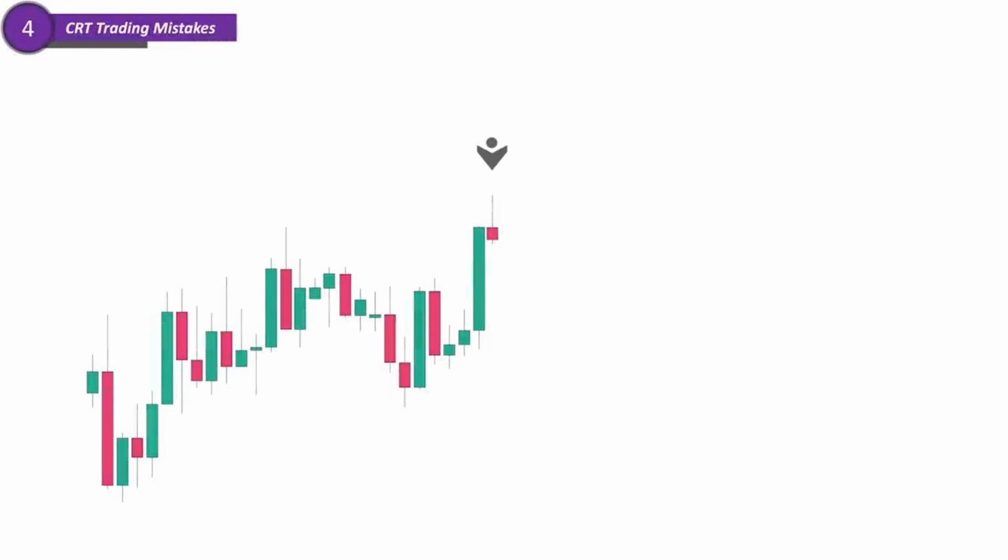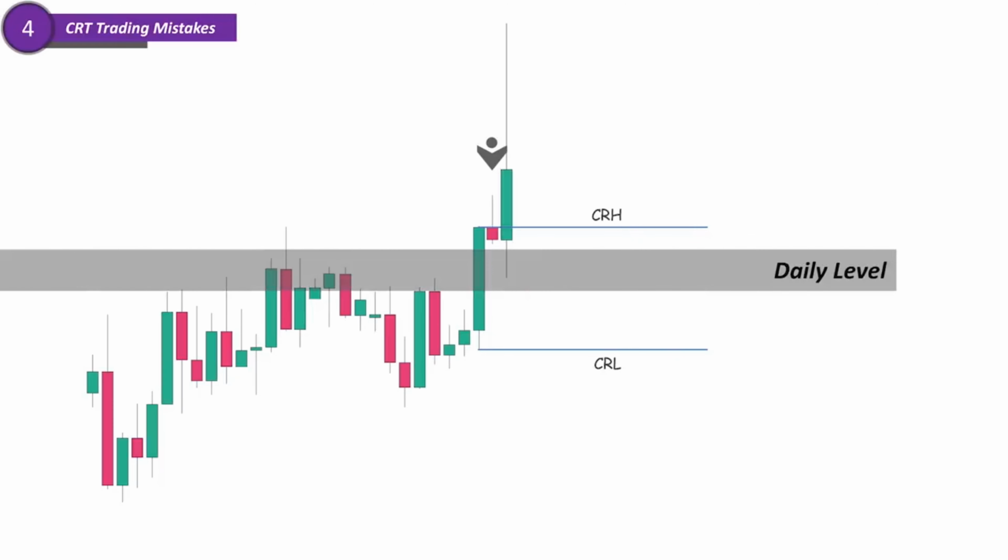Traders also often forget about market context. Even a perfect-looking CRT setup can fail if it happens right into a major news release or near a strong higher time frame level like a daily resistance or support. Always check the bigger picture. Avoiding these simple mistakes will help you get much more reliable results with CRT.